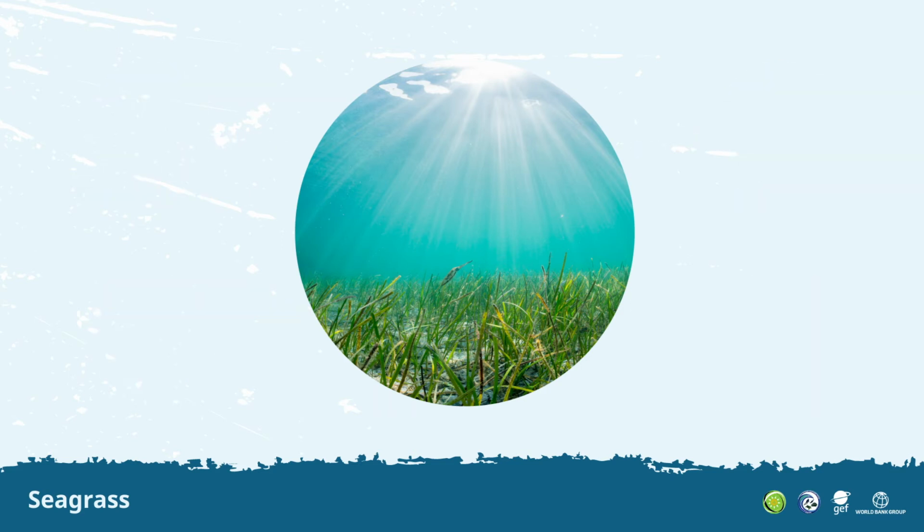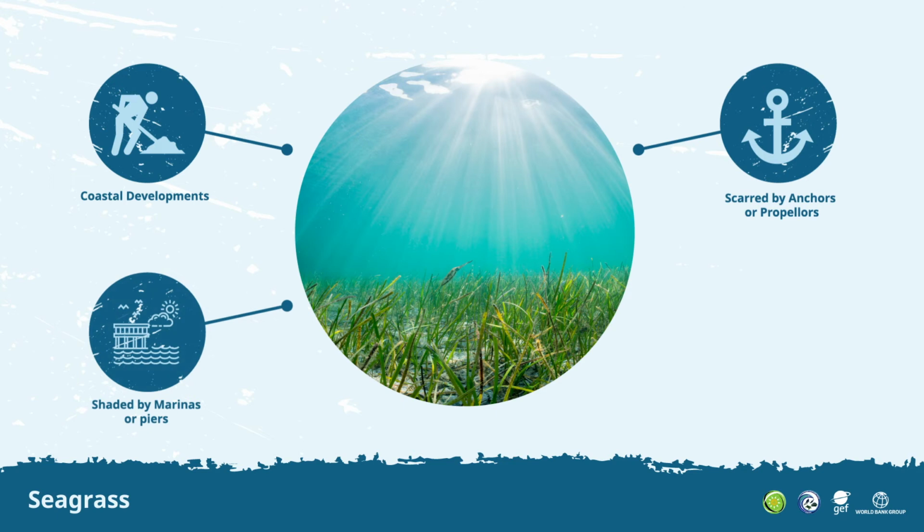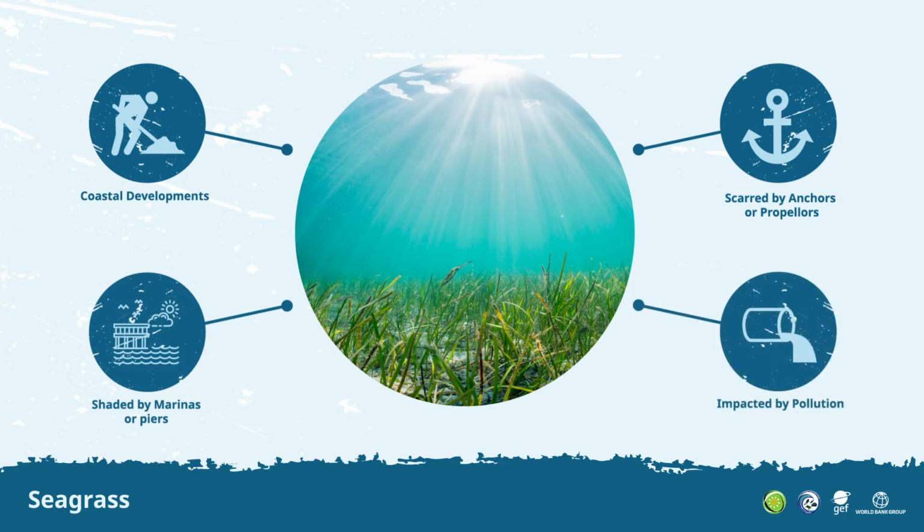Seagrass meadows are currently also under threat. They can be destroyed or removed completely by coastal developments, scarred by anchors and propellers, shaded by marinas and piers, and impacted by pollution from sewage, agricultural fertilisers, hydrocarbons, pesticides, and other toxic waste.